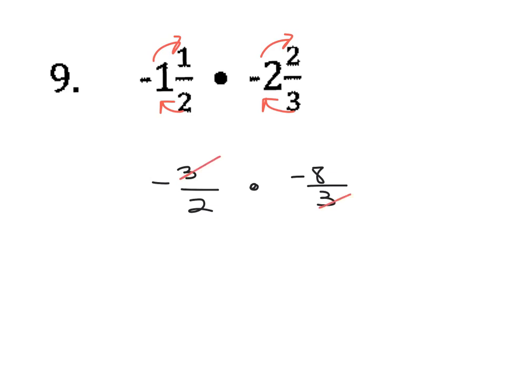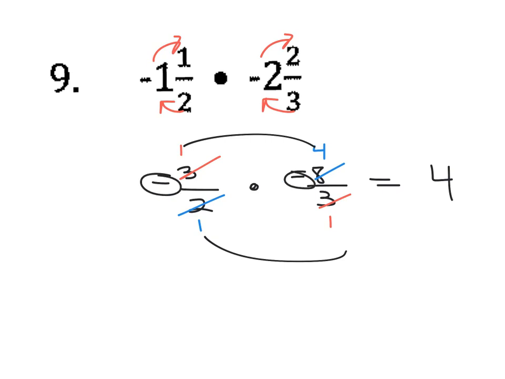3 divided by 3 is 1. 8 divided by 2 is 4. And 2 divided by 2 is 1. Okay, so my answer is 4. Here's why. 1 times 4 is 4. 1 times 1 is 1. 4 over 1 is the same as 4. And a negative times a negative is a positive. So my answer is positive 4.